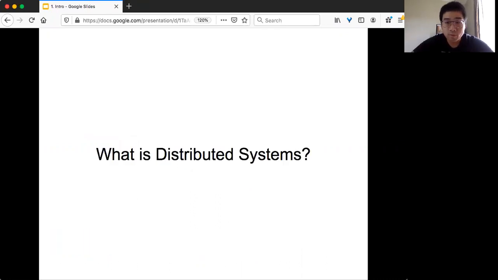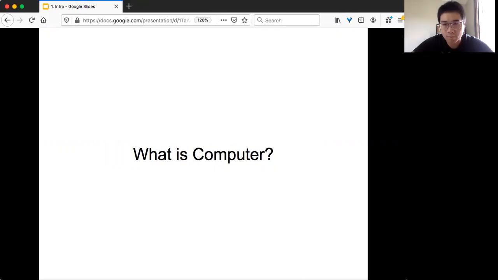So the first topic we want to talk about is: what is a distributed system? Before I answer this question, let's think about what a computer is. Why do we need computers? If you think about your daily life, your interaction with computers, you use them to process data, to store data, to communicate. But sometimes you find that it's not as powerful as you wish.